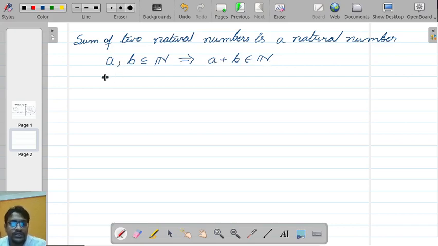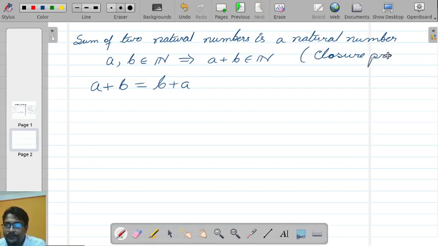So this is a property satisfied by the set of natural numbers with respect to addition. If you take any two natural numbers a and b, a plus b is always a natural number. The first property we call the closure property.